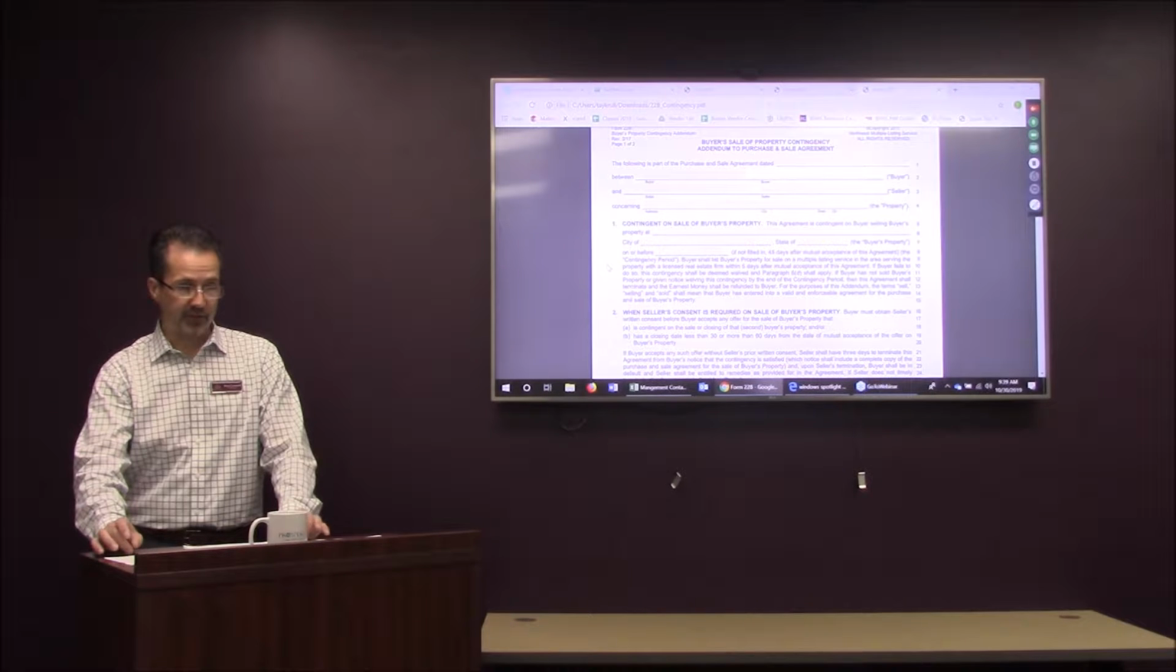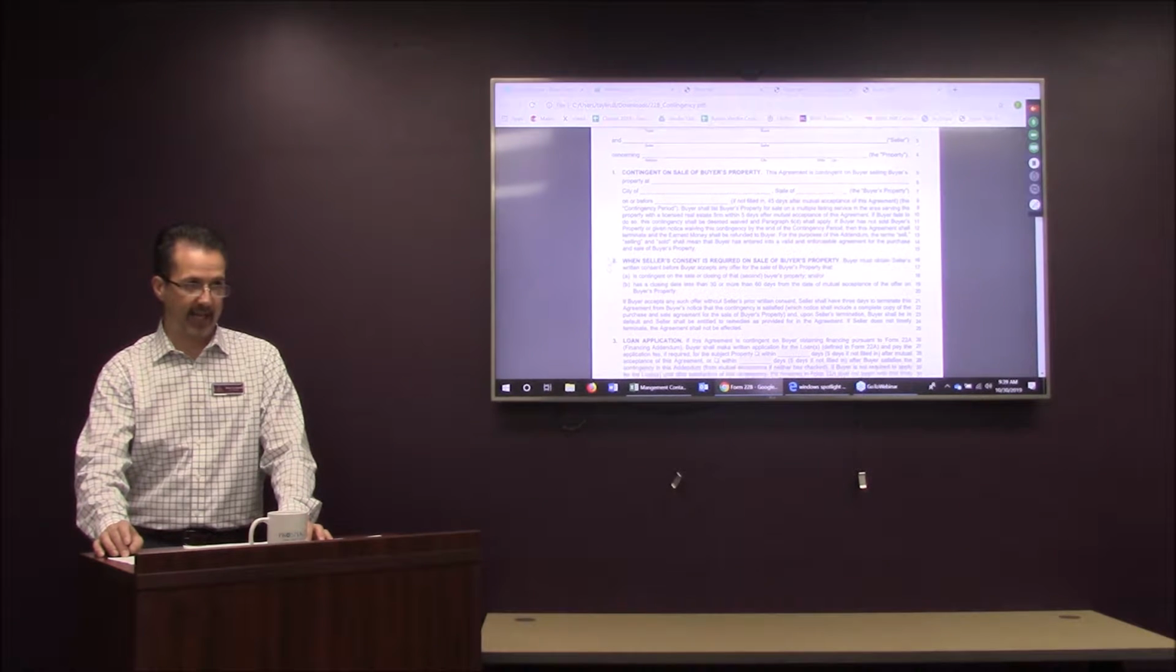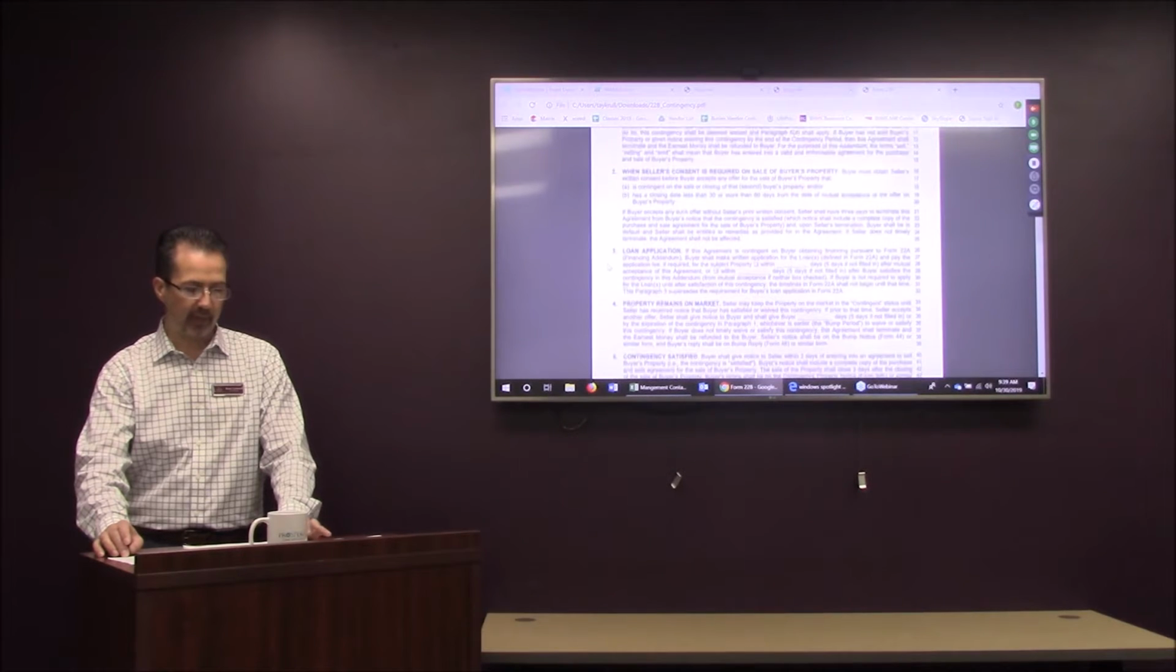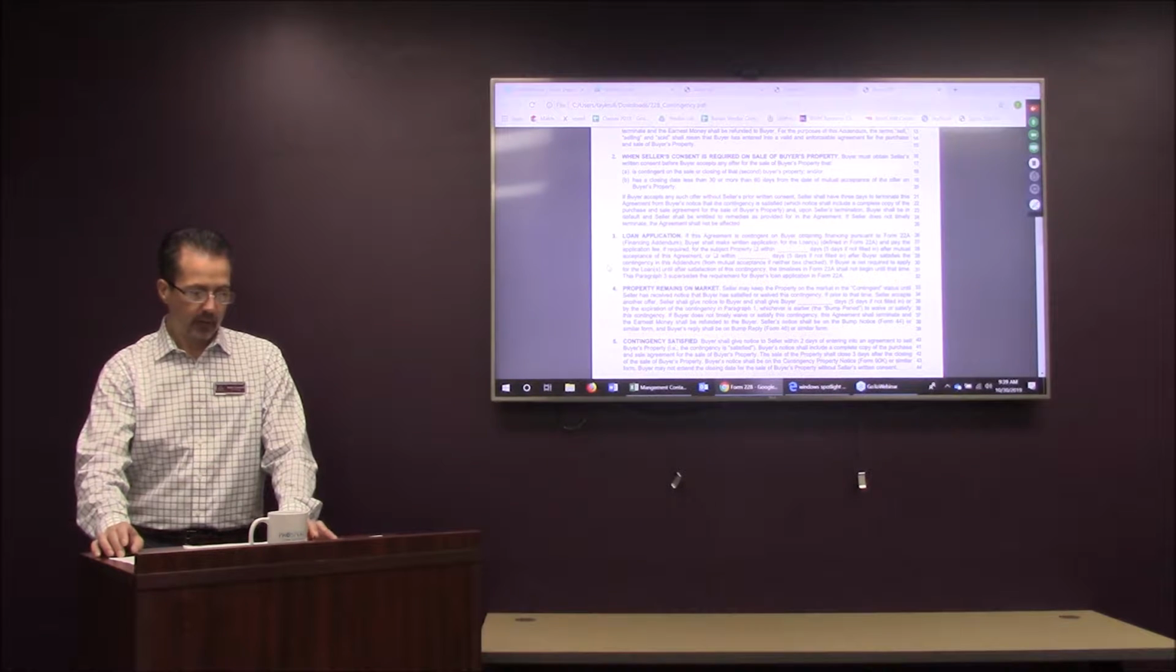So if any of those two items come up, you need seller's consent. And to get seller's consent, you will want to use Form 90L. So please write that down to the side of paragraph 2, 90L.